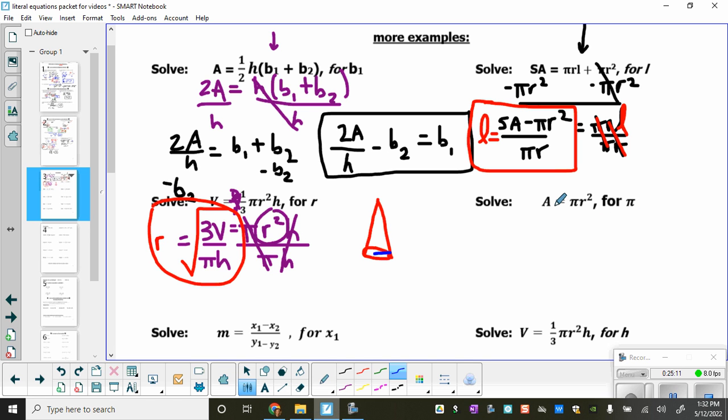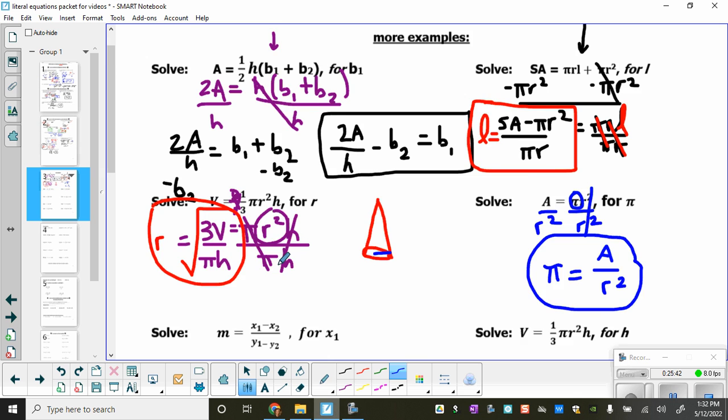Now for this one, our goal is to solve the area of a circle formula for pi. So if pi is right here, it's a coefficient of r squared. So if I just divide by r squared, r squared divided by r squared cancels out, and pi is all alone. And so I'll get that by doing A over r squared. So to solve for pi, it's the area of a circle divided by the radius squared. All right, we're done with that one.